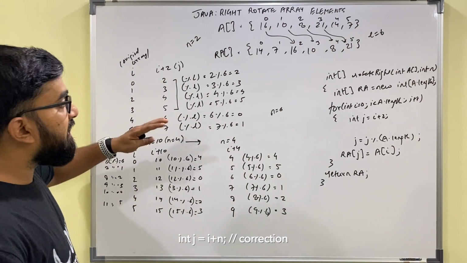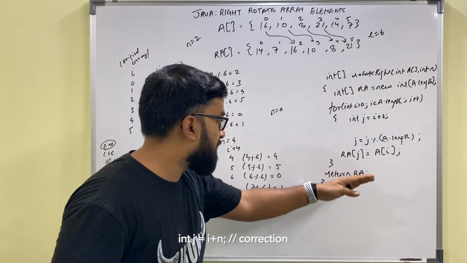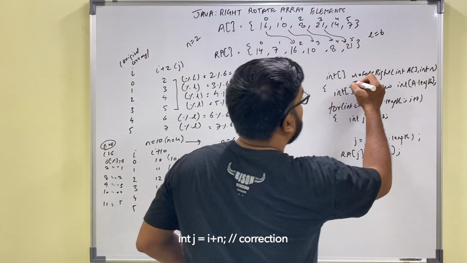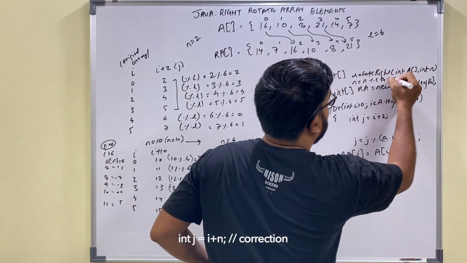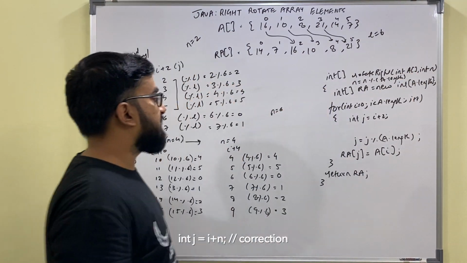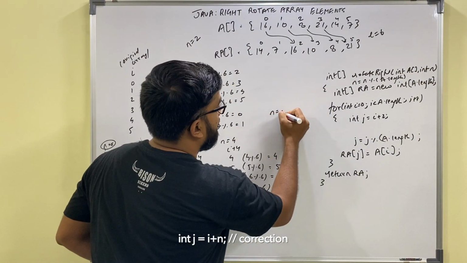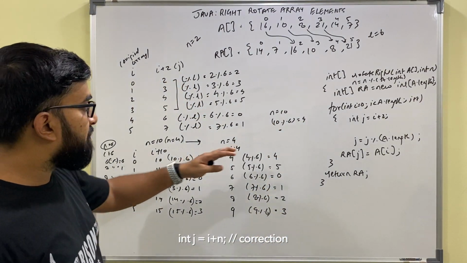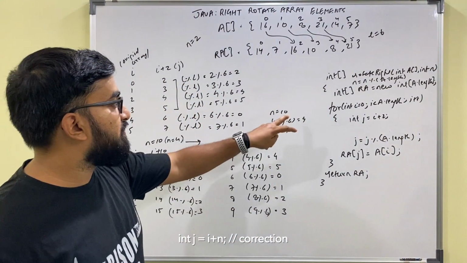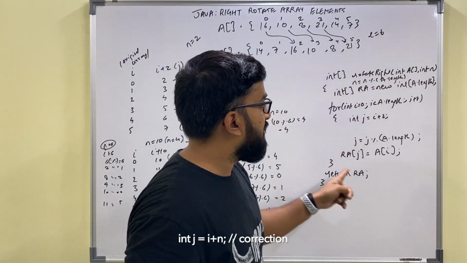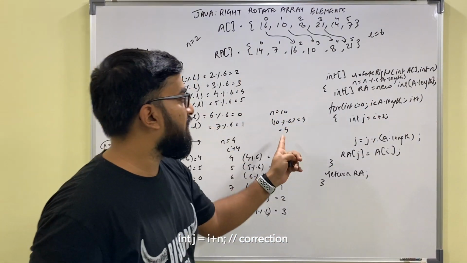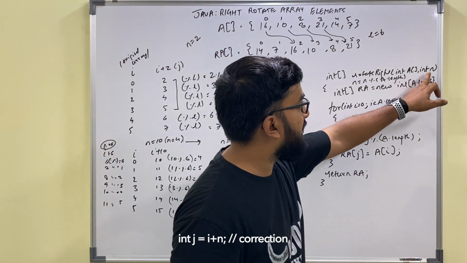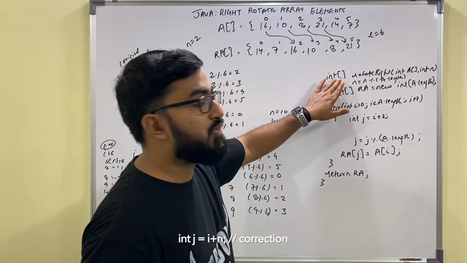The idea is that even if the value of n is very large, this code will be able to handle all the large values of n. You can also, in the starting, do n equal to n percent a dot length, and this is going to work out the same. So if you have n equal to 10, 10 % 6 is going to be 4. So when you input 10, it gives you an equivalent rotation for n equal to 4. So this was the code to rotate array A n times right, and return the new array, which is the rotated array.